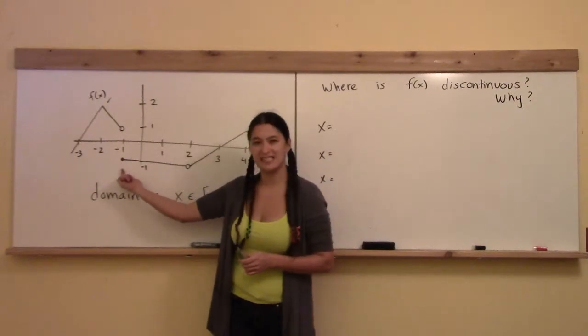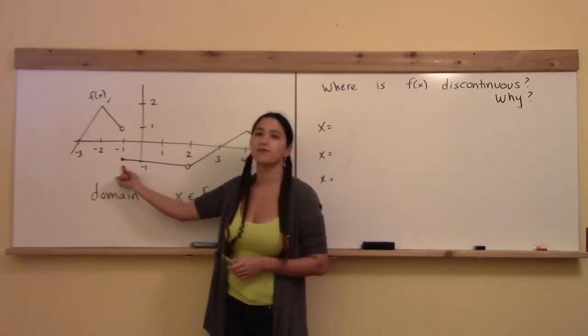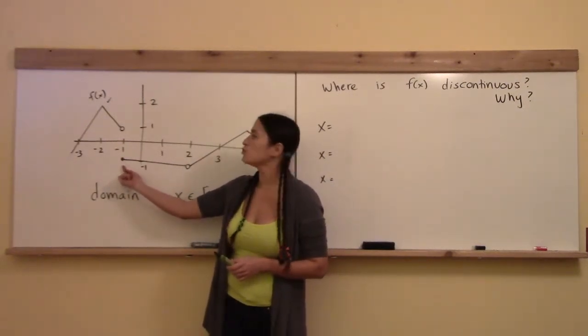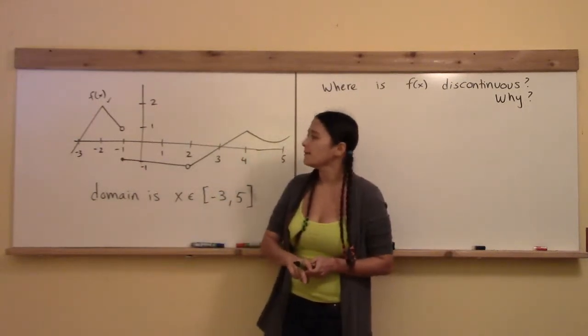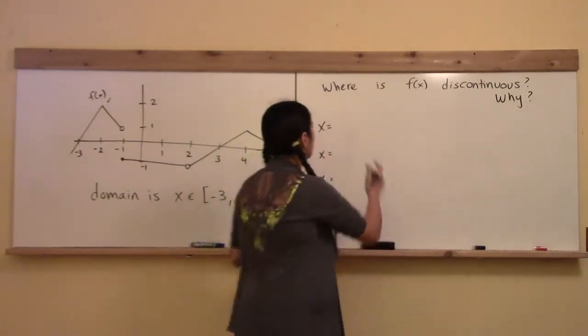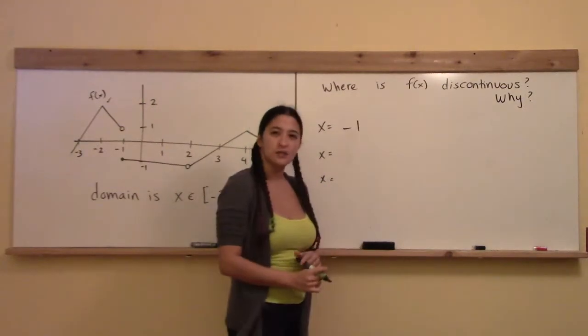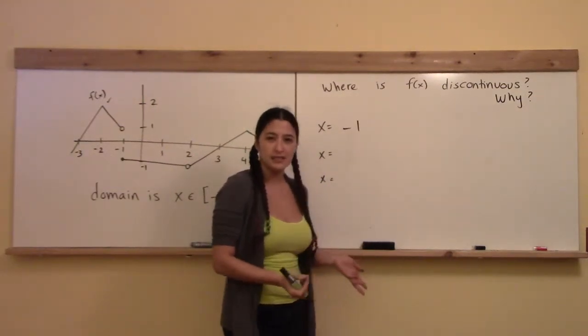And the next point I'd like to consider is this. This looks a little funky. X is equal to minus 1. What did you put for that? That's a point of discontinuity, right? So that's my first point of discontinuity. But why is it discontinuous?